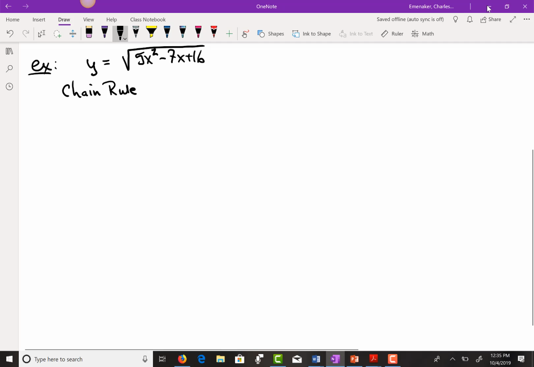Chain rule is for situations where you've got a gift. You've got an outside layer and you have an inside layer. Now you've got to be careful how you apply chain rule, because people have a tendency to shortcut it. I'll write the notation for it down here in a little bit, but the notation is sometimes more confusing than just seeing how it's done. First off, we can rewrite this as 5x squared minus 7x plus 16 to the 1/2 power.